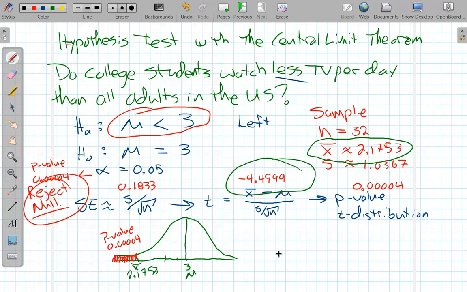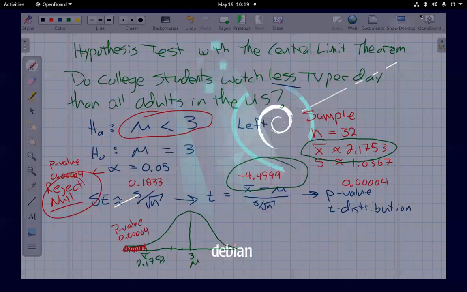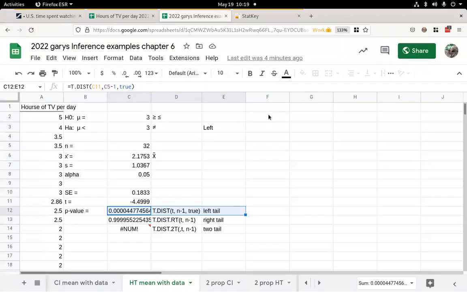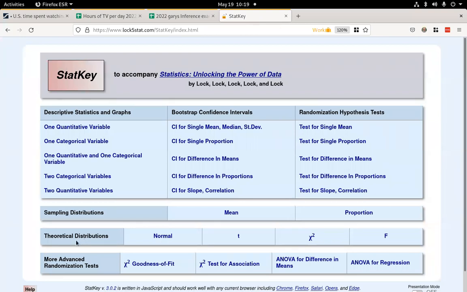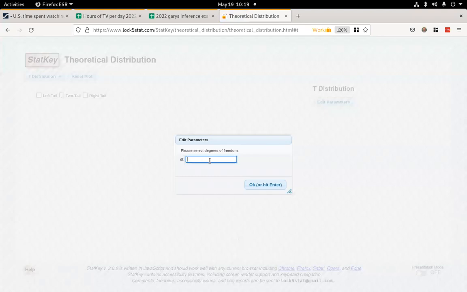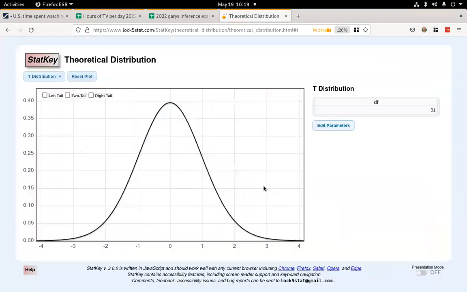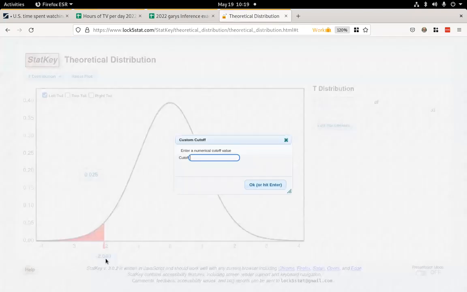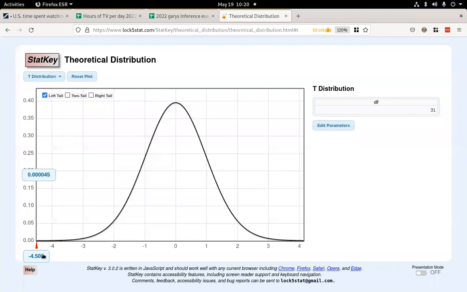And I'm just going to back this up with a t-distribution from StatKey. So StatKey homepage, theoretical t-distribution is for means. And degrees of freedom, remember that's the sample size minus 1. So we had a sample of size 32. I enter 31. And then I enter my t-score for a left tail test. So left tail, my t-score, according to the spreadsheet, was negative 4.4999-ish. Okay. And StatKey theoretical t says you should get a p-value of about 0.000045, which is pretty much what the spreadsheet told me.